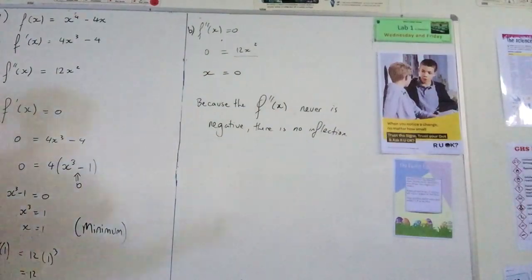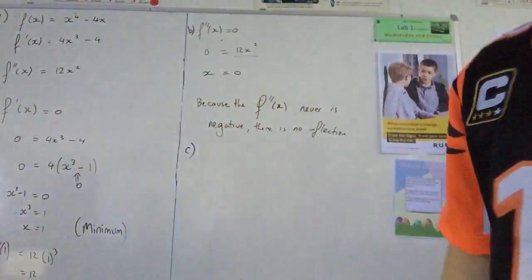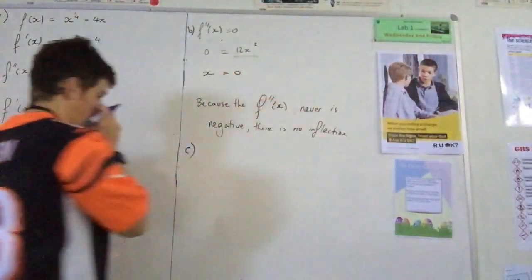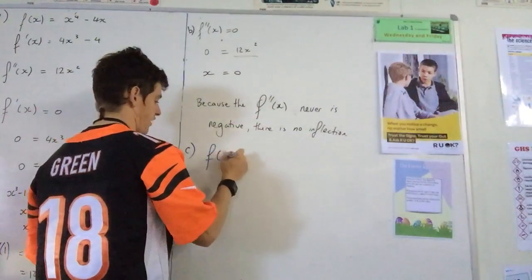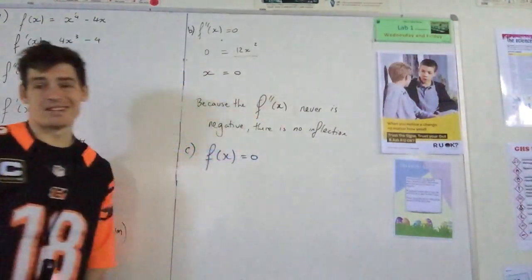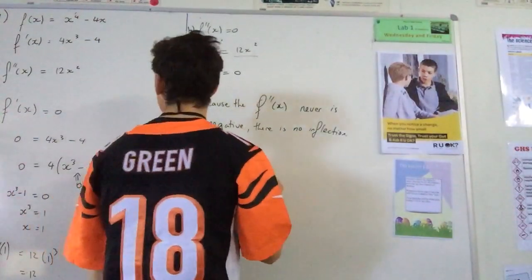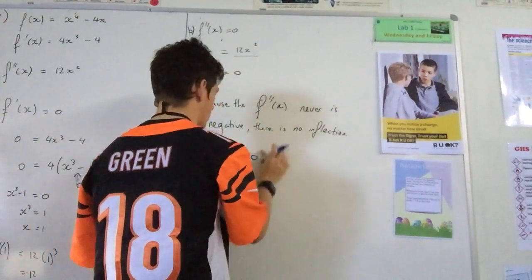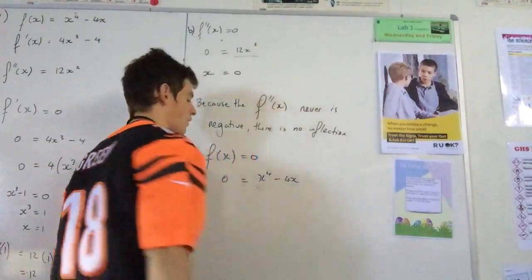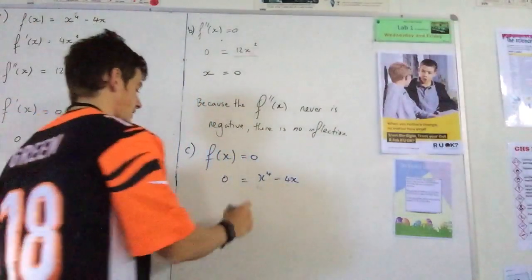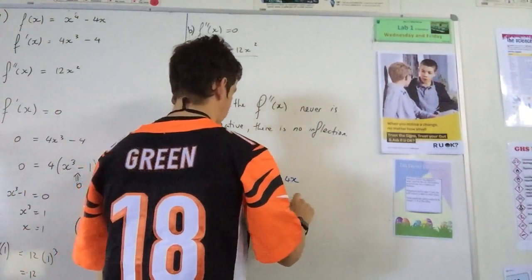Now C is asking us to, what is C asking us to do? C is asking us to find the key features and intercepts and then sketch our function. So the first thing, we're going back to this function here, f x. I want that to equal 0 because that's where my x-intercepts occur. So 0 therefore equals x to the power of 4 minus 4x. Again, I can take a factor of x out the front, and I get x to the power of 3 minus 4.